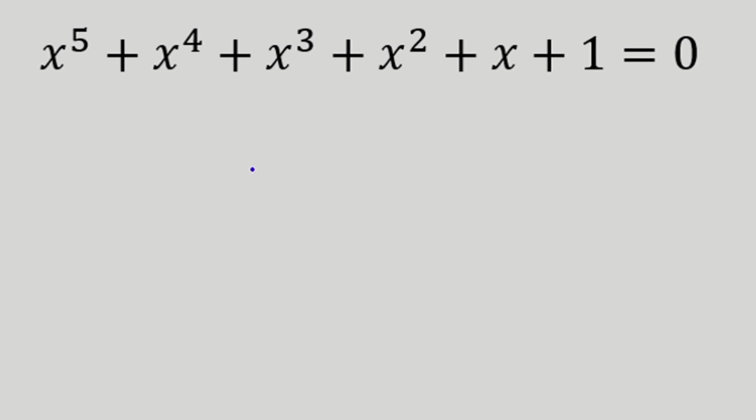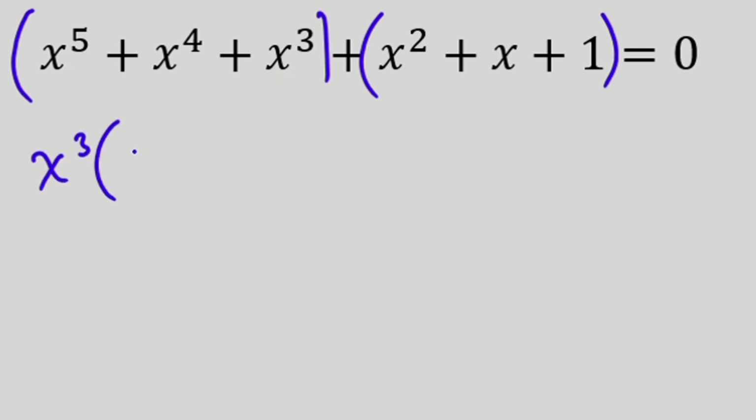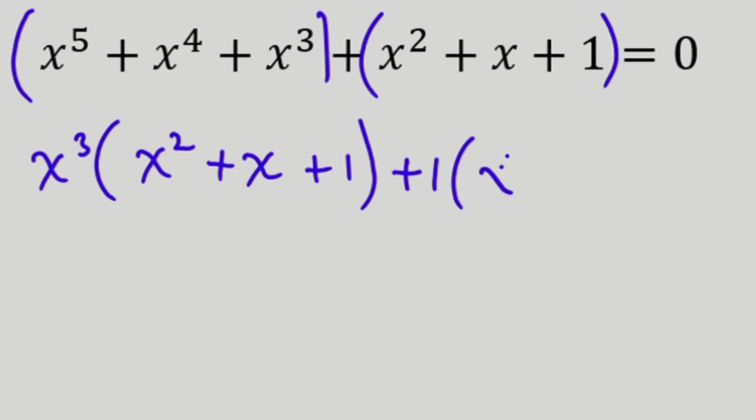Here is the deal. I'm just going to group these terms and then group these terms. And if we do that, we see that x cubed is common. So we're going to have x cubed times, here we are left with x squared. Then this side we are left with plus x. Then this side we have plus 1. Then here we will just take positive 1 out. Then we are left with x squared plus x plus 1. And this is equal to 0.